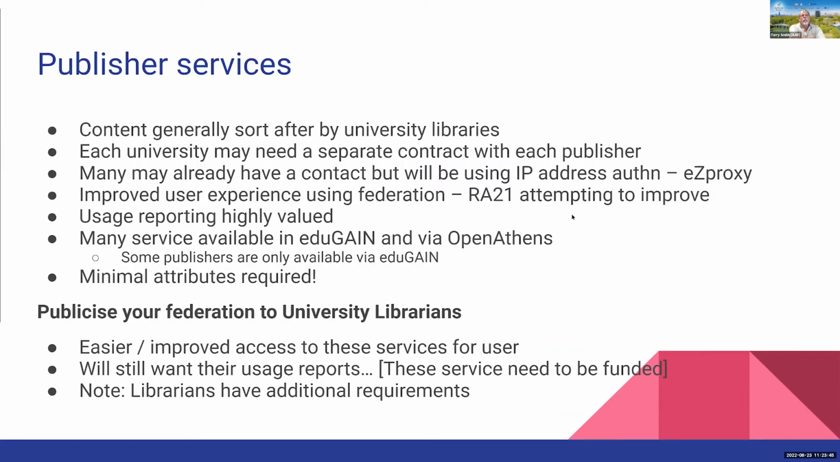Now we're looking at the different types of services. Publisher services are generally sought after by university librarians to provide content to their staff and students: research information, research data, and so forth. Each university may need a separate contract with each publisher, or you might have a consortium within your university sector that deals with publishers directly. In Australia, we have the CAUL group, the Council of Australian University Librarians, that does a lot of work with publishers as a consortium.